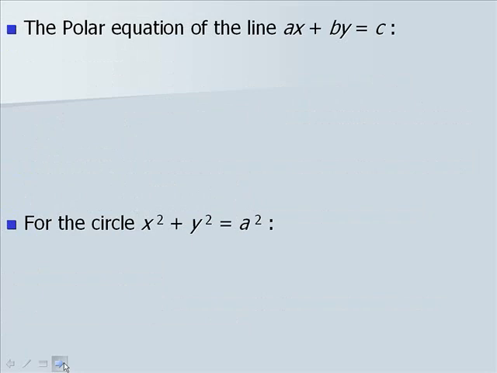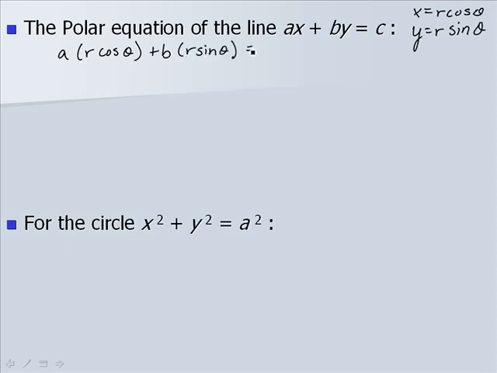We want to find the polar equation of the line ax plus by equals c, knowing that x is equal to r cosine of theta and y is equal to r sine of theta. We'll replace those with these values in our equation here. So we have a times r cosine of theta plus b times r sine of theta equals c. So here we can factor out an r out of both, and we'll get r times (a cosine of theta plus b sine of theta) is equal to c.